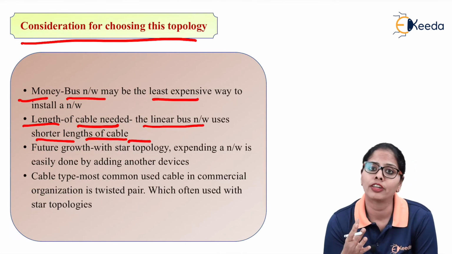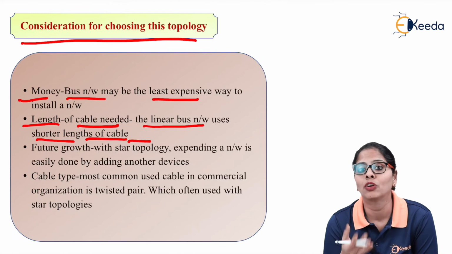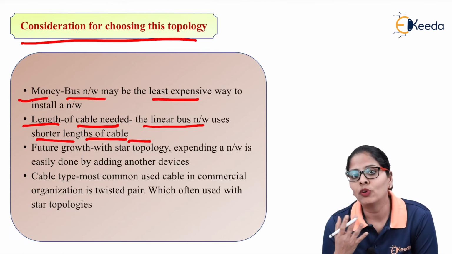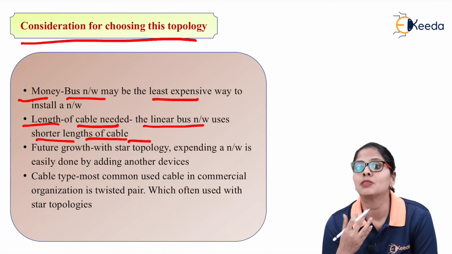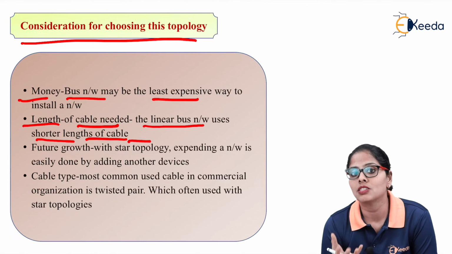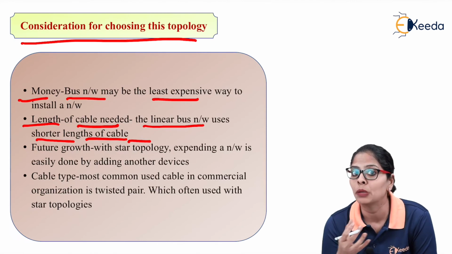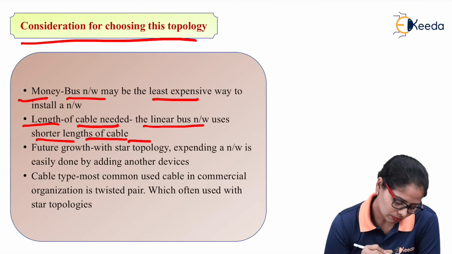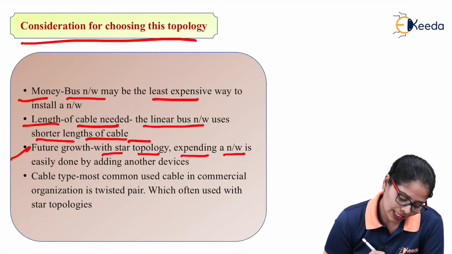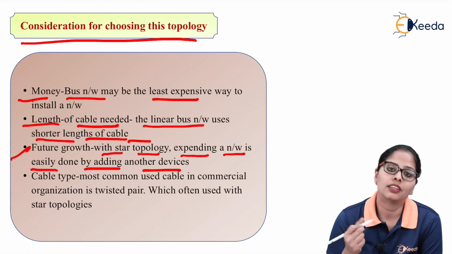If I just go for the bus topology, then to add more devices, I would need to add more backbone links, and because of that my system performance is affected. So here we are also using the star topology, so because of that the cable length is going to reduce. For future growth, with a star topology, expanding the network is easily done by adding other devices.